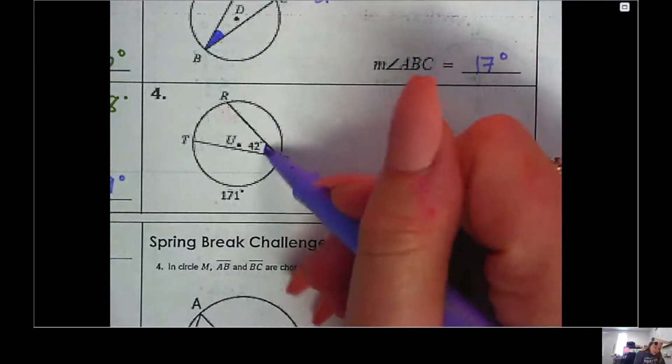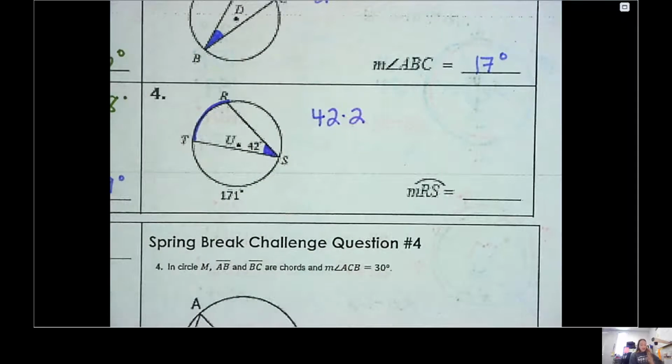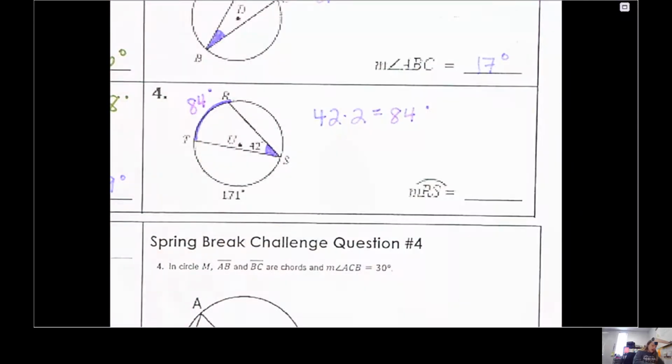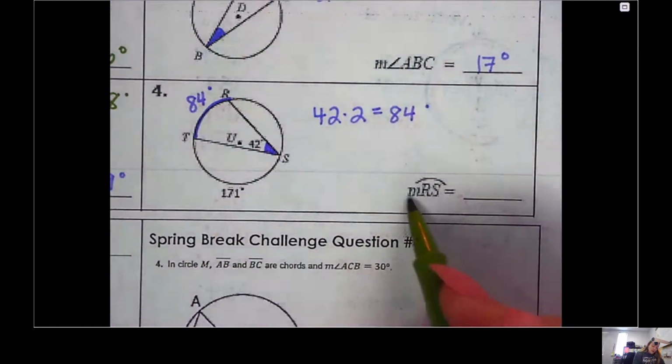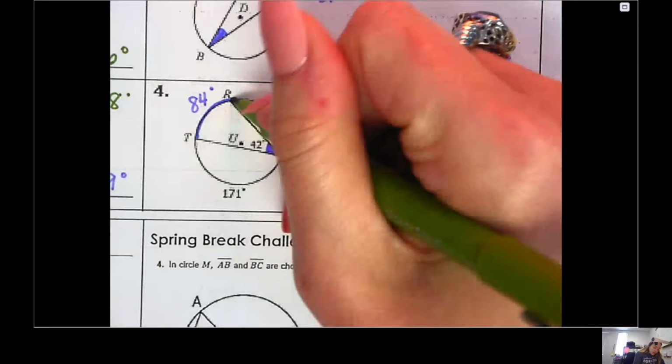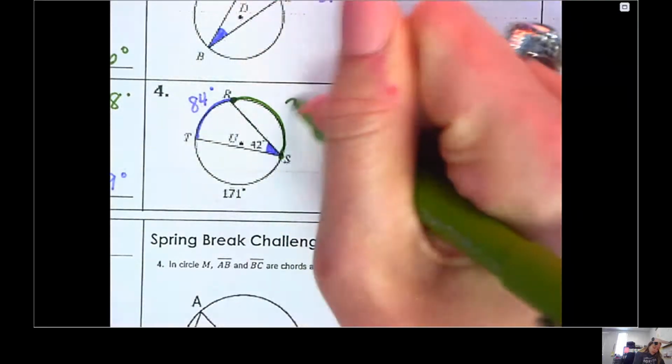Okay, next one. Here's my angle. It's 42. So to figure out this arc right here, this is intercepted, so I'm going to take the 42 and double it. And that gives me 84 degrees. So this piece is 84 degrees. I'm trying to find arc RS. This is what I'm trying to find.